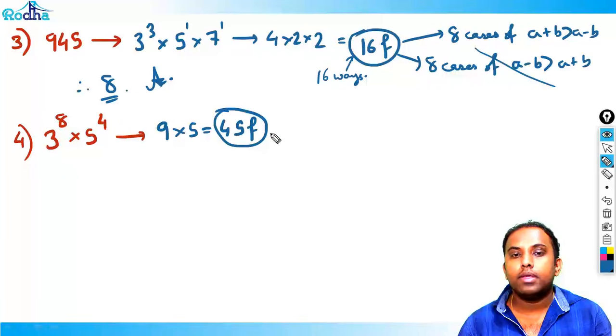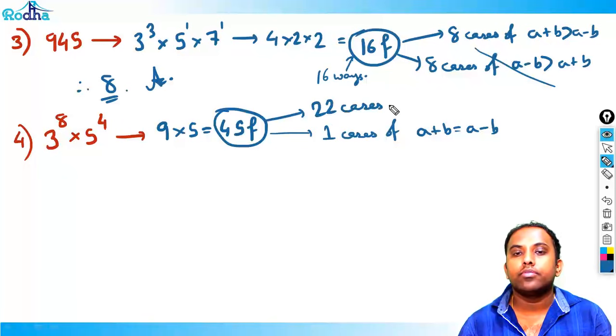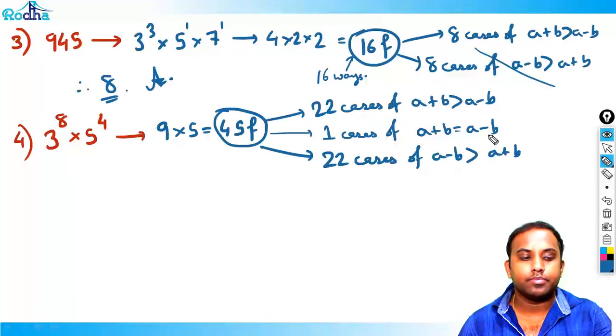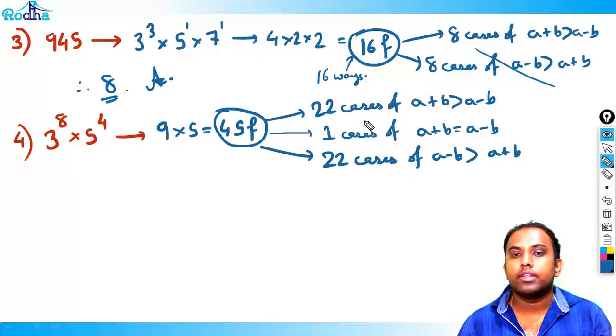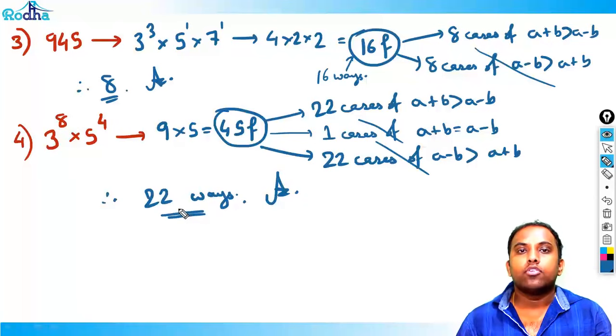Out of 45 factors, we'll simply write one case of a plus b equal to a minus b, because it's a perfect square. So one case will be where both are equal, right? Like 441, 21 into 21. Then we're left with 44 cases. So 22 cases of a plus b greater than a minus b, and 22 cases of a minus b greater than a plus b, right? So obviously we don't take this one. So our answer is what? Therefore our answer is 22 ways, right? This is our answer. Okay, so I hope it is clear, right?